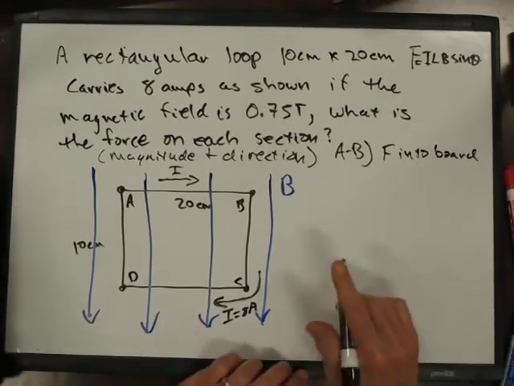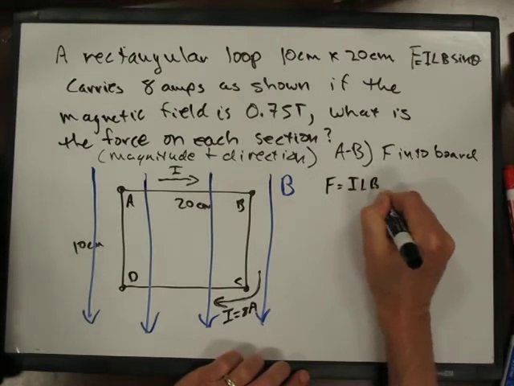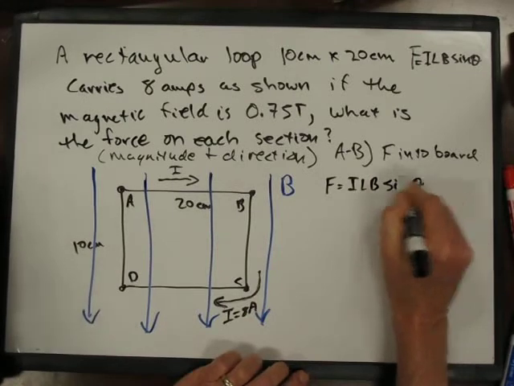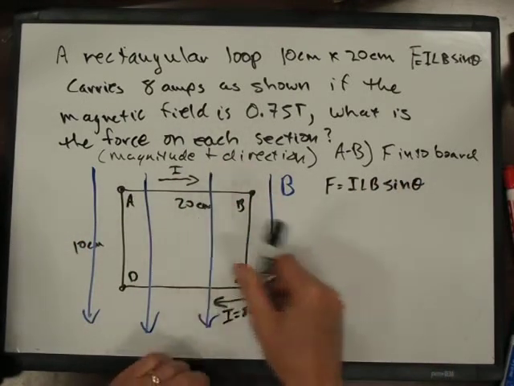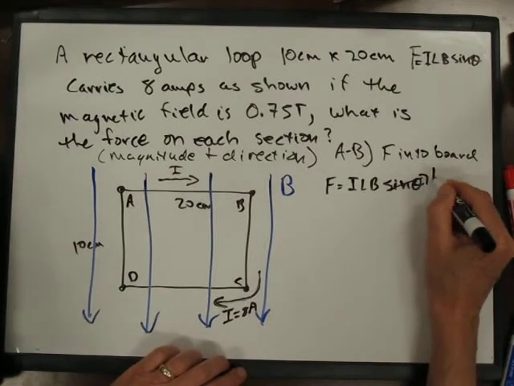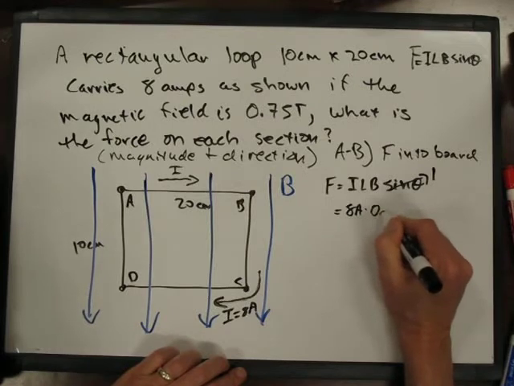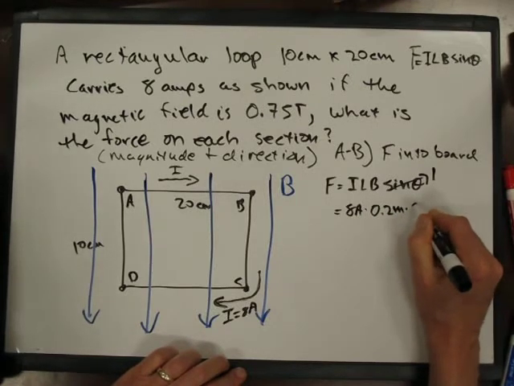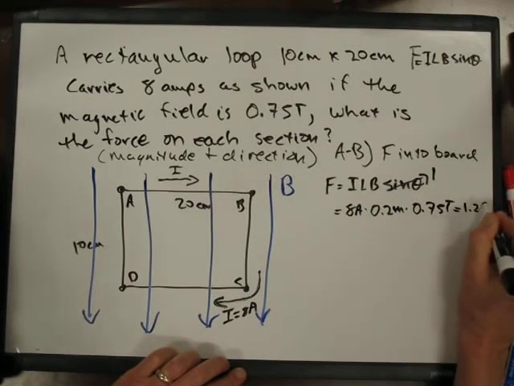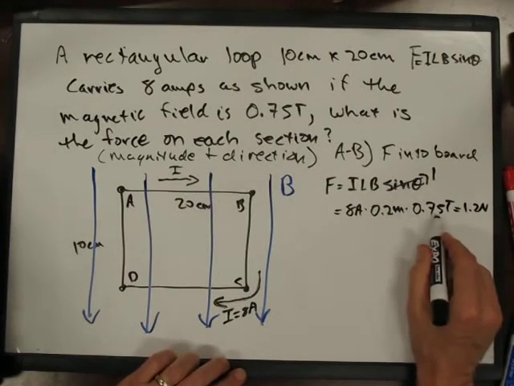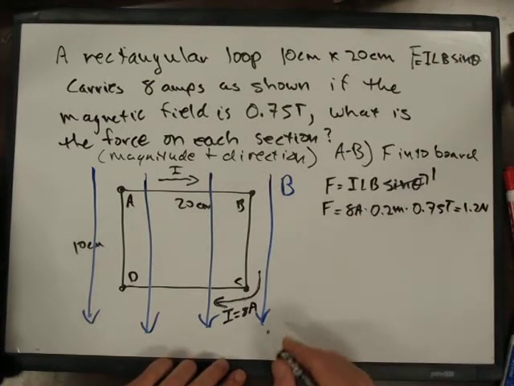And then the magnitude of the force is just I L B sine theta. Well, the direction of the current for this section is that way, and the direction of the magnetic field is this way, so they're at 90 degrees. This term is just 1, and this gives me 8 amps times 0.2 meters times 0.75 Tesla, which is 1.2 newtons. Right, 8 times 0.75 is 6, times 0.2 is 1.2, and so that's my force, right?